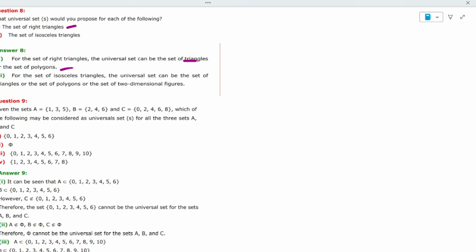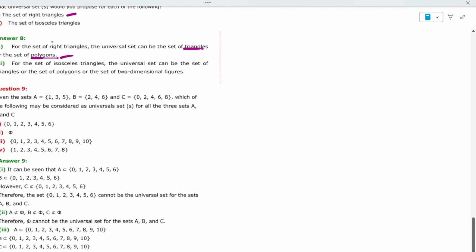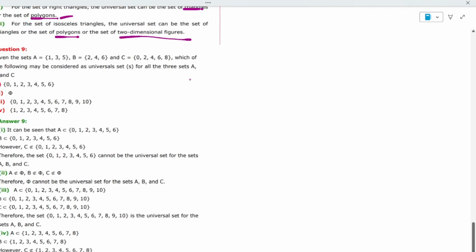Either it can be set of triangles or it can be the set of polygons, as you all know. Now the set of isosceles triangles. Isosceles triangle means it should be set of polygons again and two-dimensional figures, as isosceles triangles are two-dimensional figures.